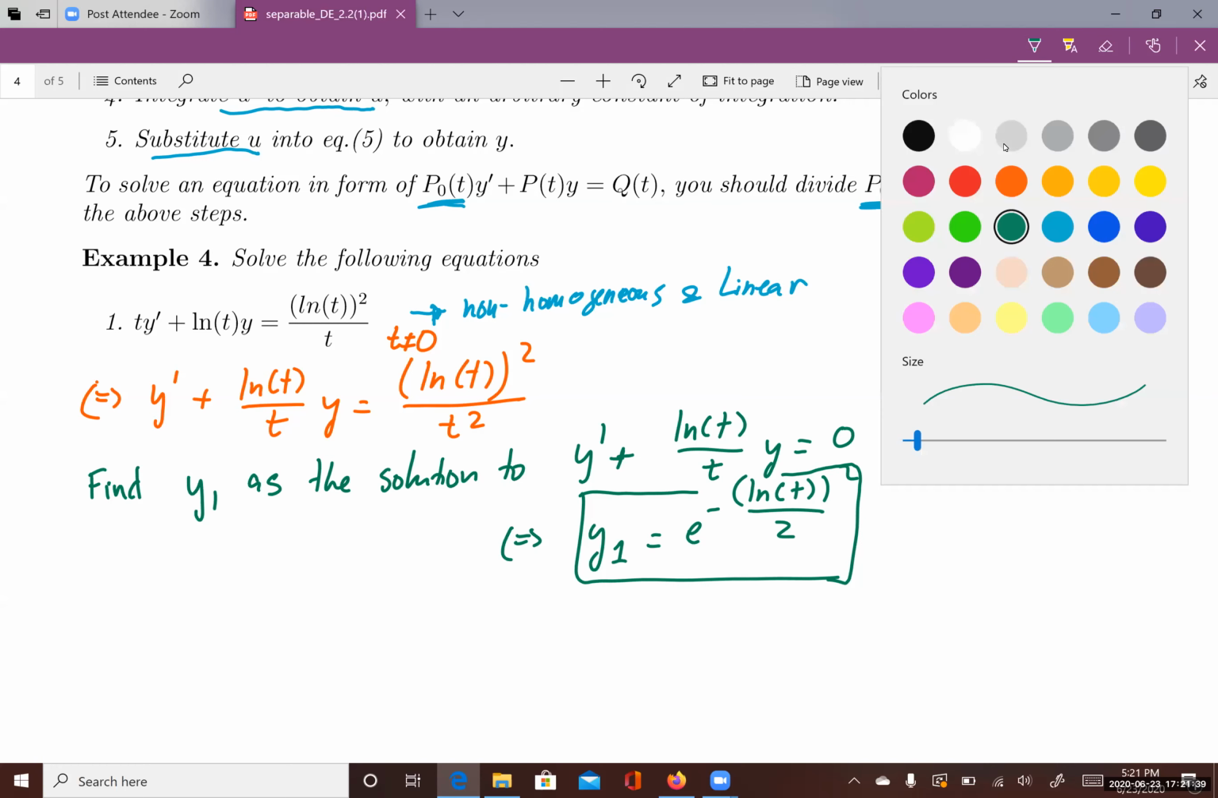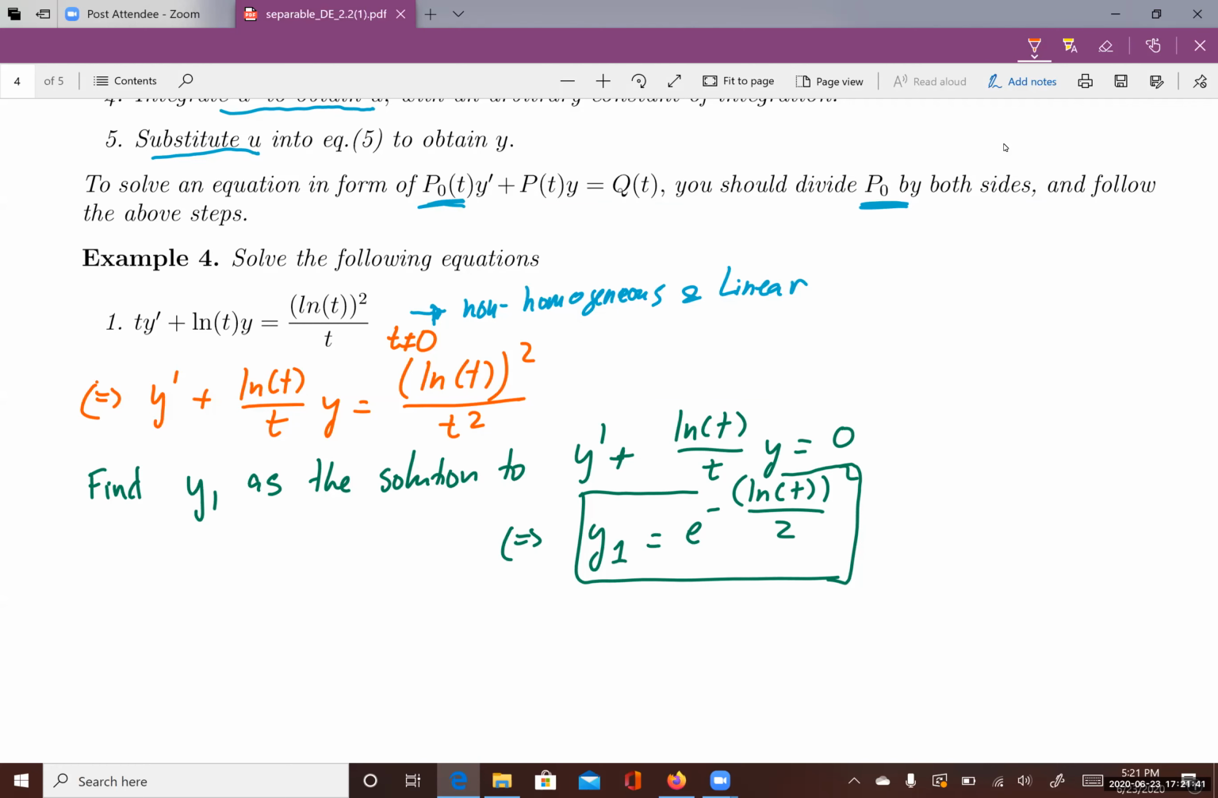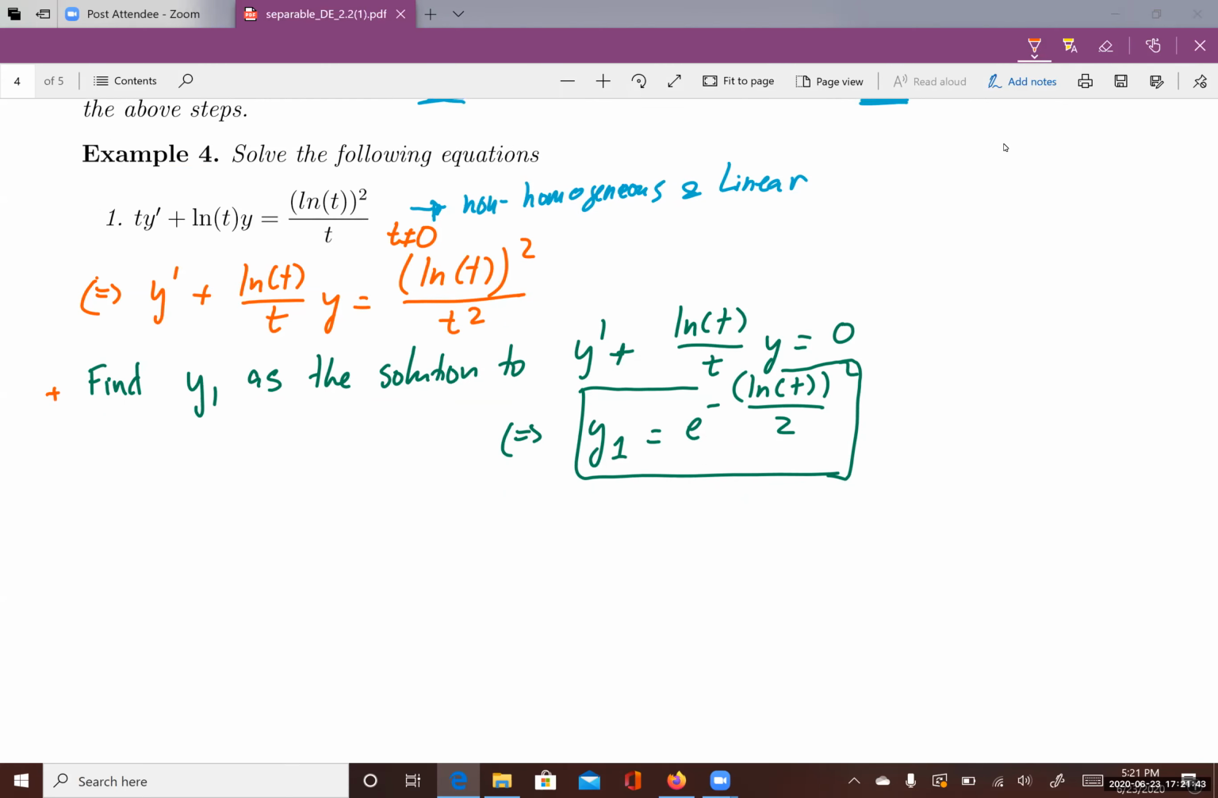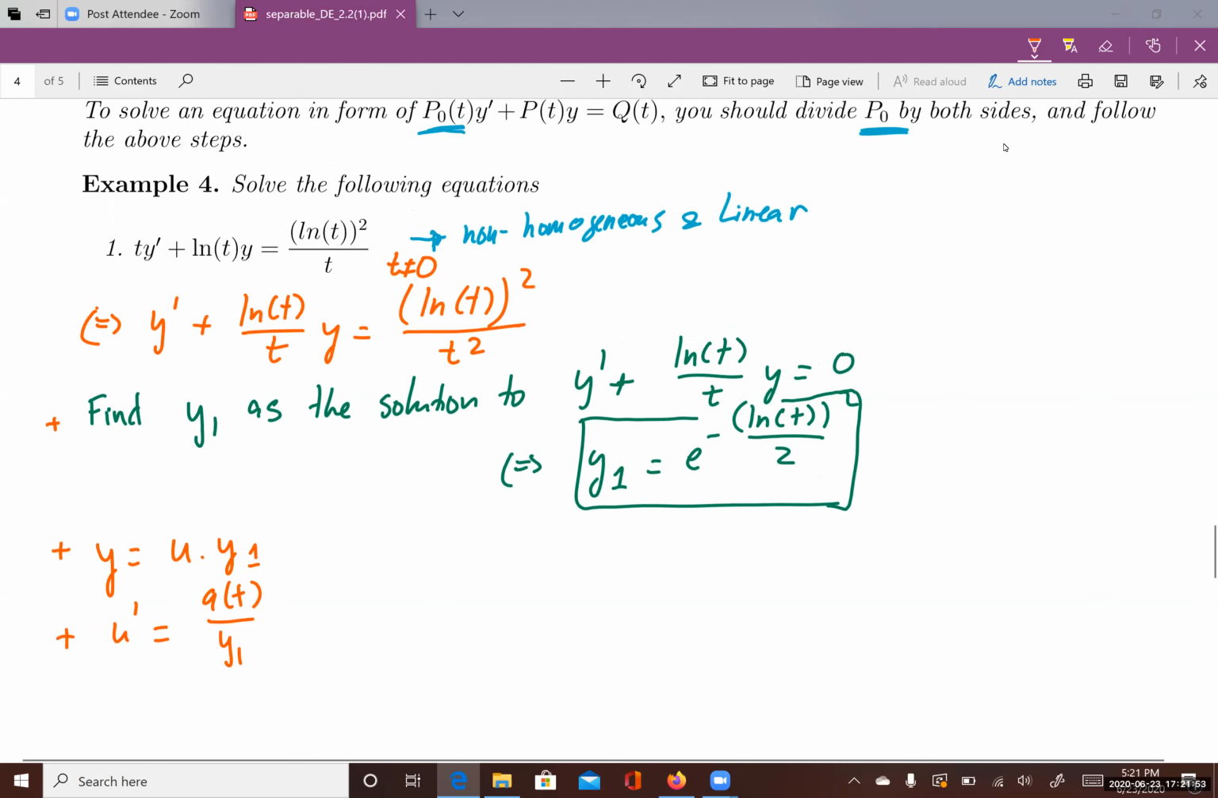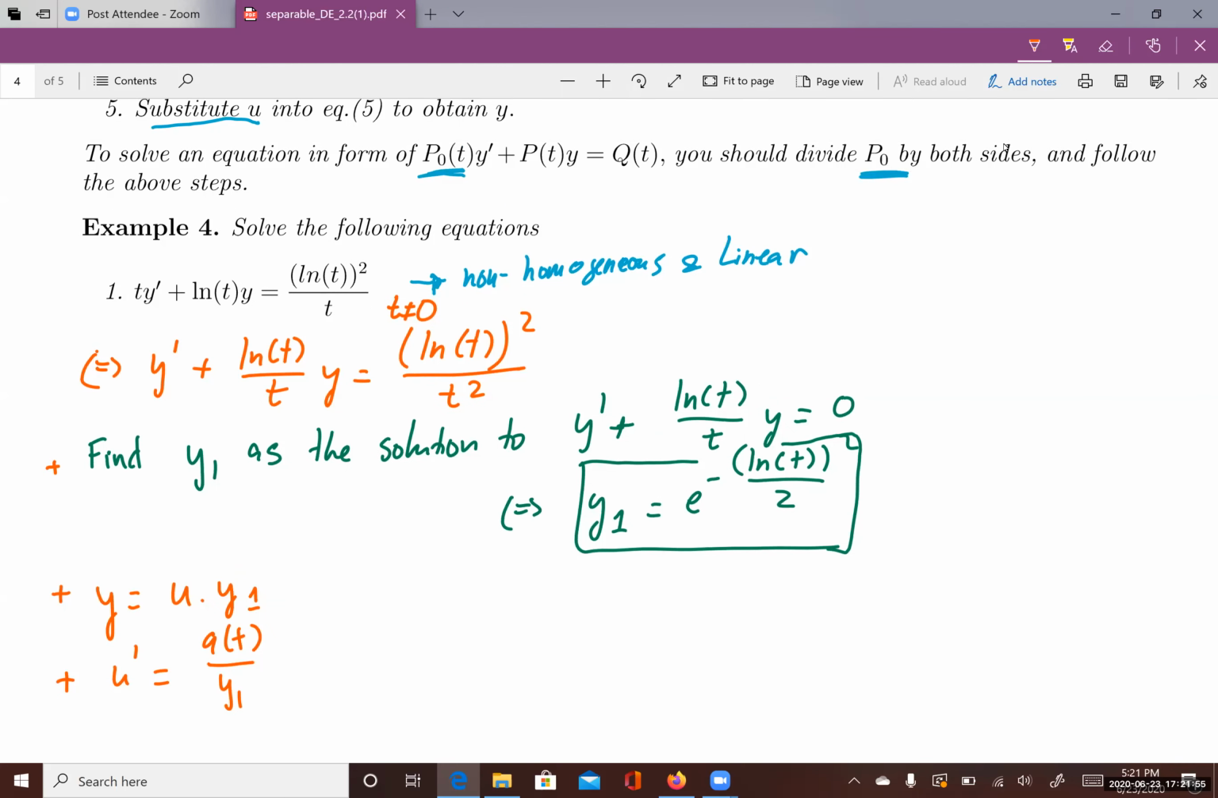Step is, again, I want to remind myself what I'm doing. I set y equals u times y1. And then I know that u prime equals q of t divided by y1. What is q of t in this situation? Q of t is this function here. And this is p of t.